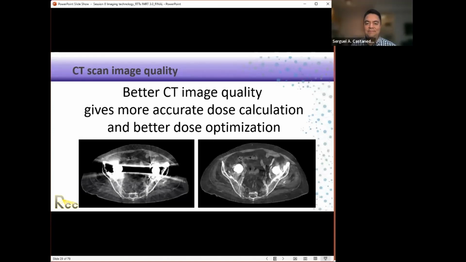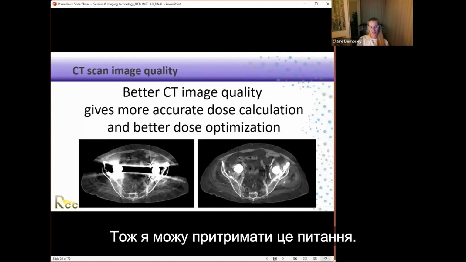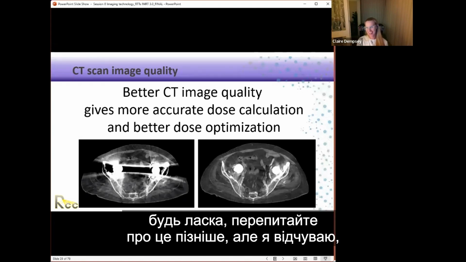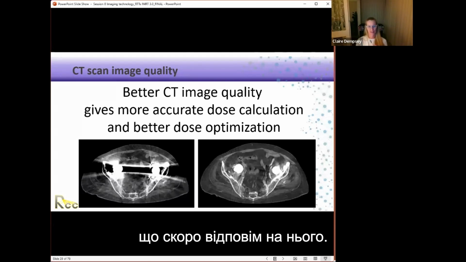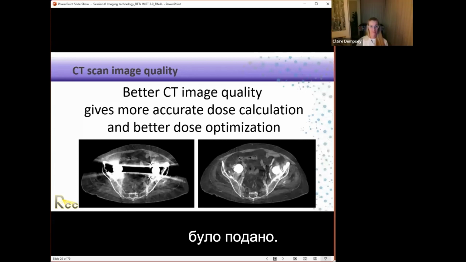I'm going to talk about that a little bit later in this presentation, so I might hold that question. If I don't answer it during the presentation, please re-ask it later down the track. But I feel like I'm going to cover that shortly, so I might hold off on that one. That's perfect. And I think that might apply also to the last question.